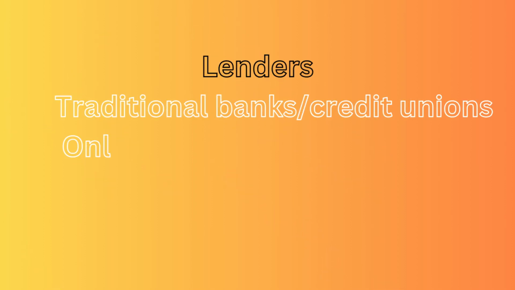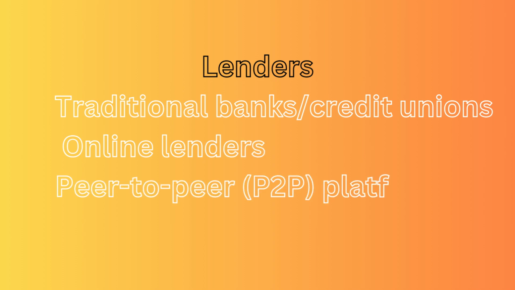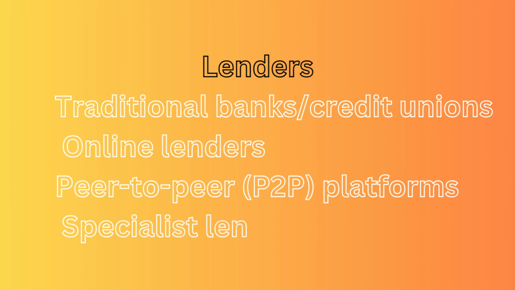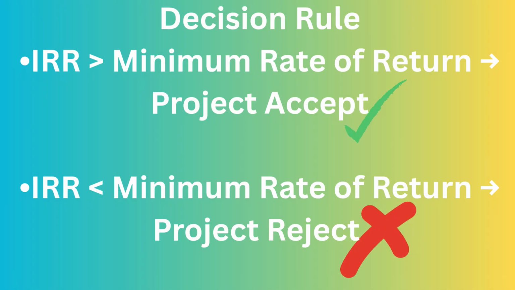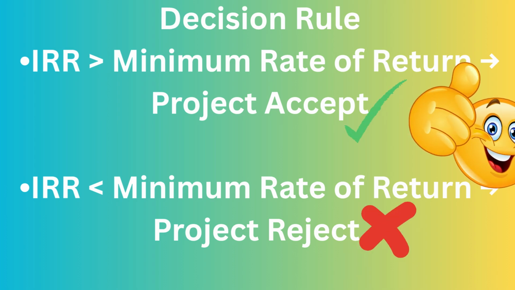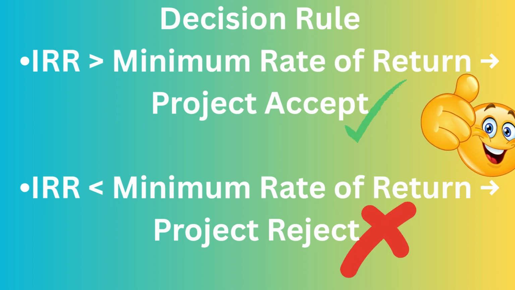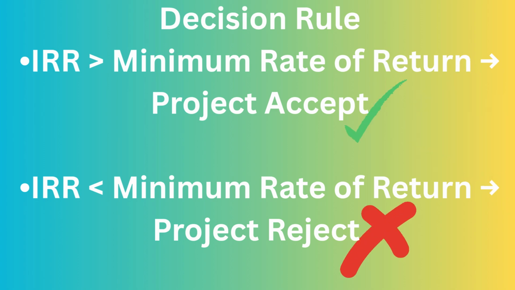Considering the lenders, it can be traditional banks, credit unions, online lenders, peer-to-peer platforms, and specialist lenders. When we take the decision, if IRR is larger than the minimum rate of return, the project is accepted. If not, if IRR is smaller than the minimum rate of return, the project will be rejected.